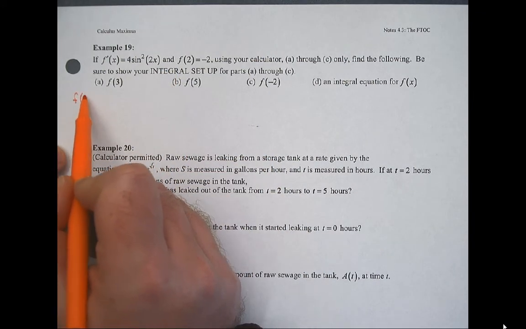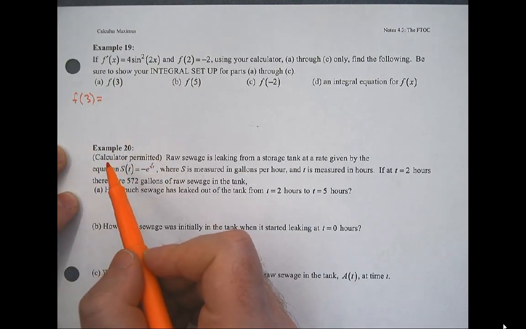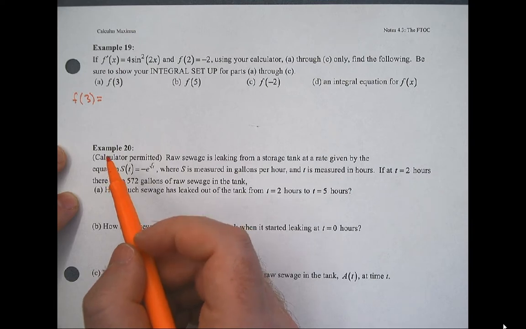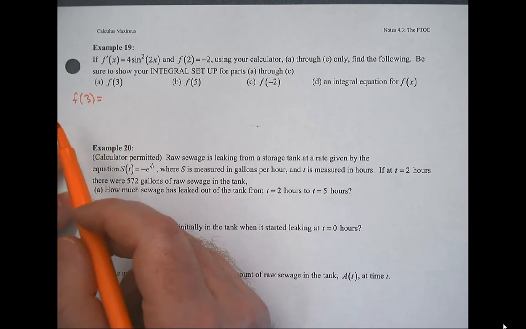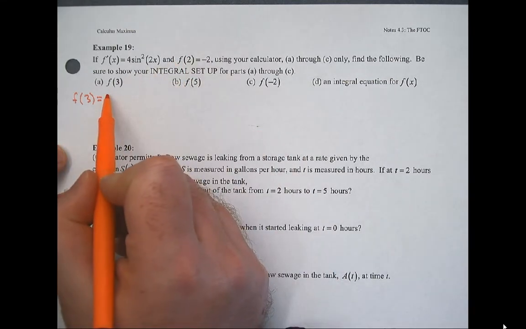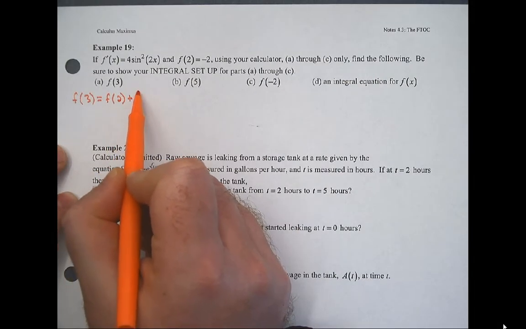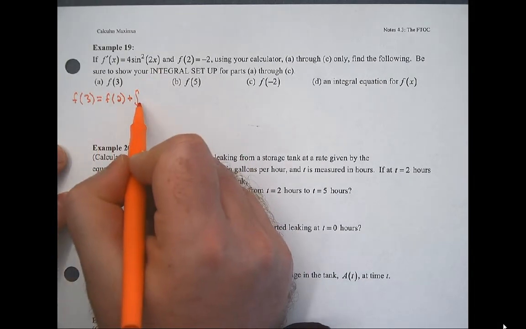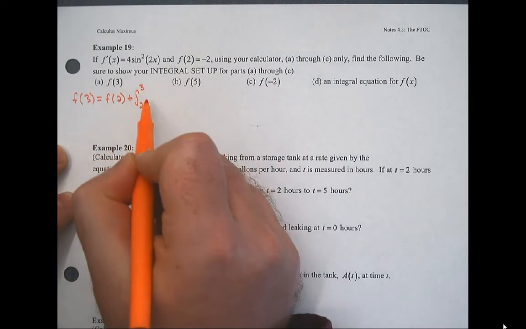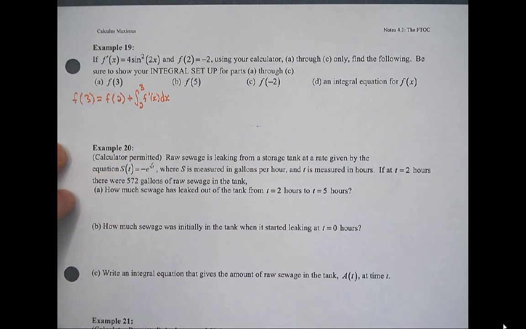F of 3 equals, and try to write up what you think that integral would look like. Going back to what we did before. So pause it, give it a try. Let's see how you did. This would be equal to f of 2 plus my accumulation since 2. So from 2 until when? Until 3. And because they've already defined f prime for us, we can just write f prime in there. Now, to figure this out, I would go to my calc. It says I can use my calculator.